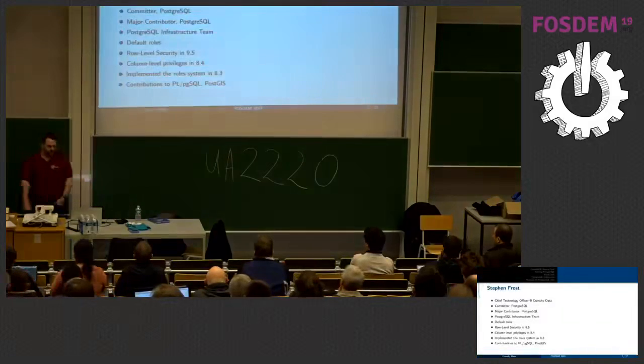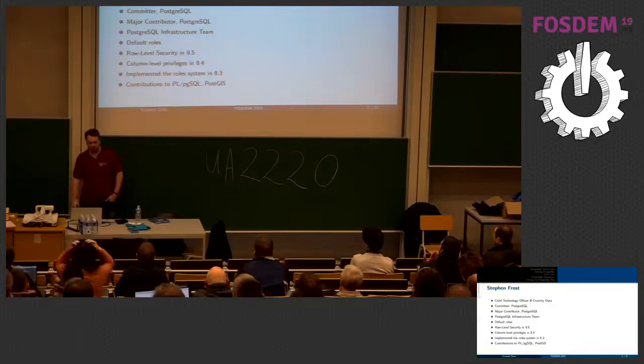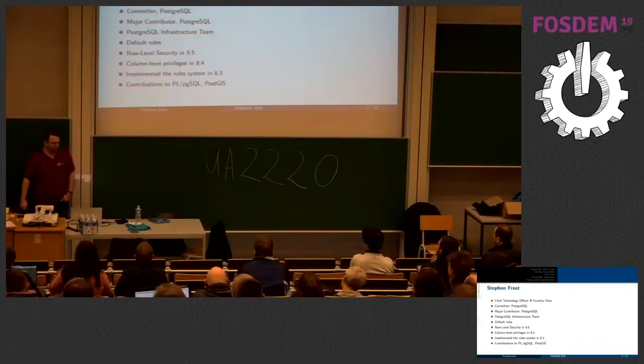So as mentioned, I'm not going to hit too much on this, but CTO at Crunchy, committer, major contributor, blah, blah, blah. I worked on default roles. I did a lot with row-level security, column-level privileges, and I actually implemented the role system itself way back in 8.3. Contributed some other stuff.